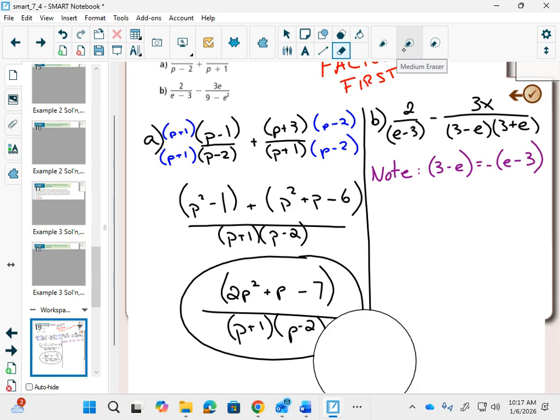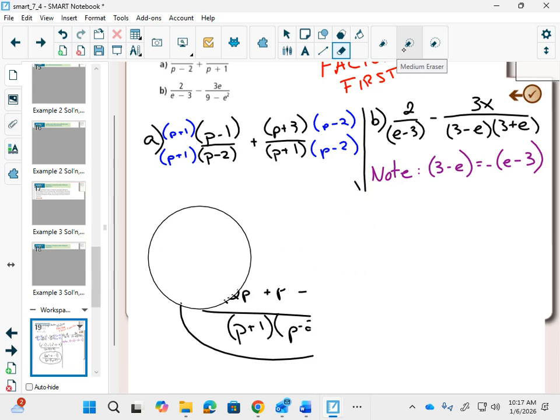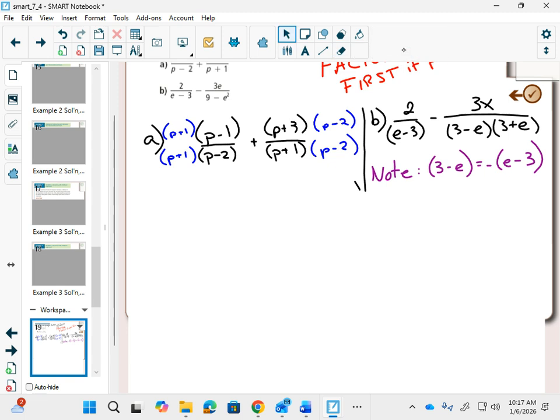I'm going to erase this just so I have some more room. Right now, the way that it's written in black, we have three factors in the bottom: e minus 3, 3 minus e, and 3 plus e. And none of them are identical. You have to recognize, though, that if you have an e minus 3 and a 3 minus e, they're very close. And in fact, they could be made the same if you take a negative out of one of them.